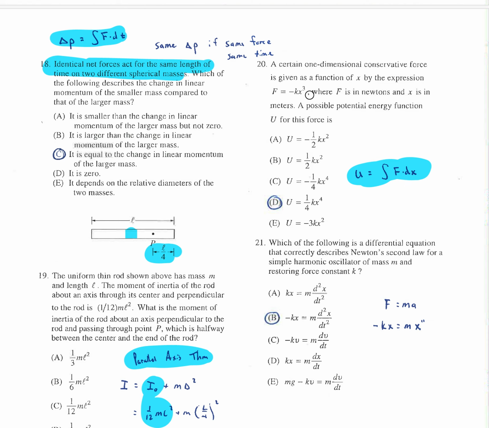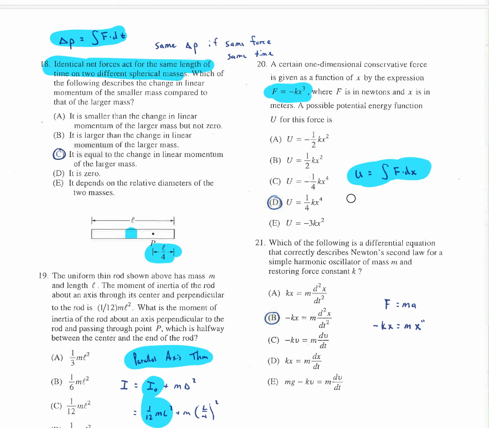Just think of springs. Energy is 1/2 kx squared. Force is negative kx. The force is the negative derivative of potential. Thus, the potential is the negative integral of force. So all we got to do is take this guy, drop the negative sign, and integrate kx cubed and get 1/4 kx to the 4th.